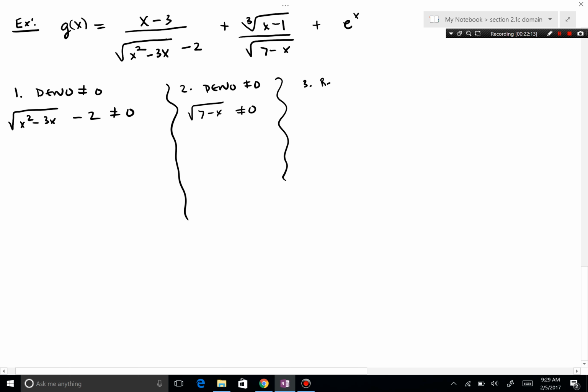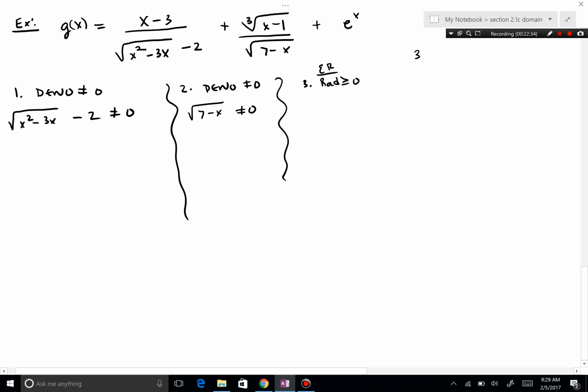So, do I have any even roots? And if I do, the rule says that the radicand must be greater than or equal to 0. So how do I diagnose whether or not something is an even root? Well, a square root, a fourth root, or a sixth root is an even root. A cube root is considered an odd root and has no restrictions.